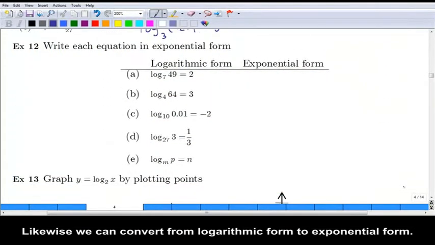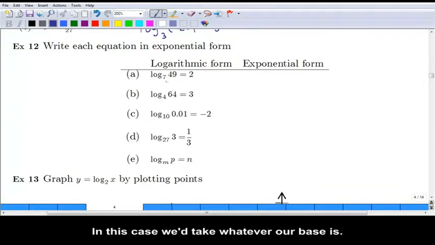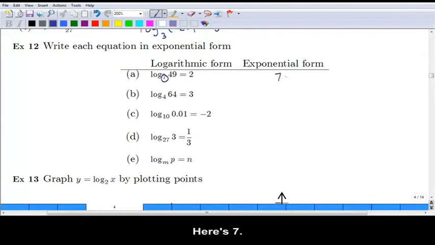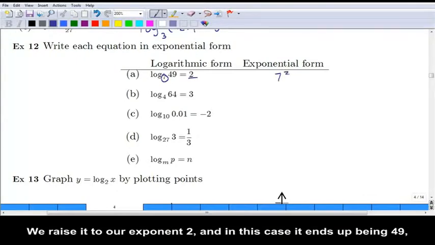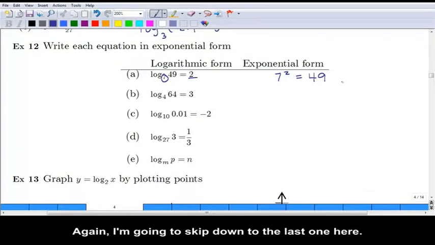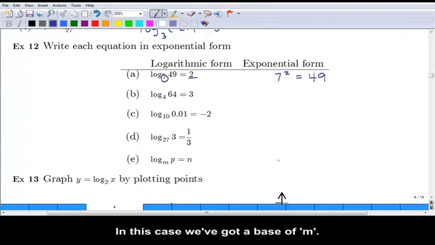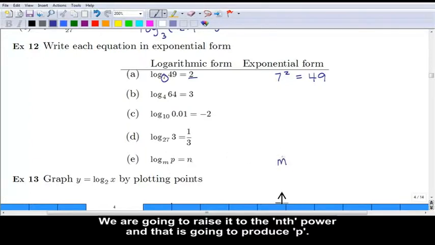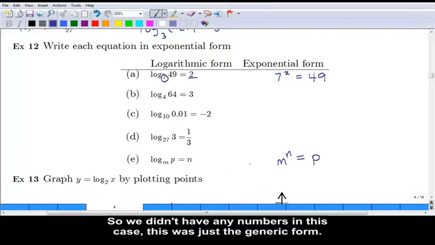Likewise, we can convert from logarithmic form to exponential form. In this case, we take whatever our base is, here 7. We raise it to our exponent 2, and in this case, it ends up being 49. Which makes sense. 7 squared is 49. Again, I'm going to skip down to the last one here. In this case, we've got a base of m. We're going to raise it to the nth power, and that is going to produce p. So we didn't have any numbers in this case. This was just a generic form.